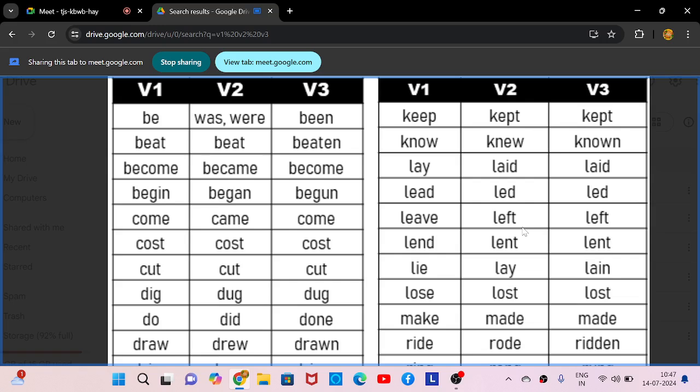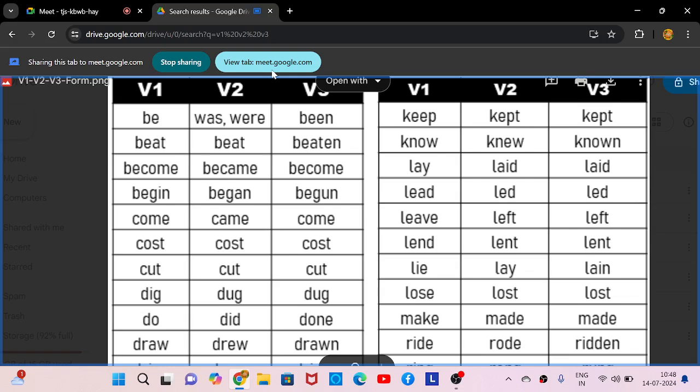So cost is the same. The V1, V2 and V3 are same. Next is cut. Many students write cutted and all. That's wrong. Cut is the correct one. Similarly, put. It's not putted, it's only put. Then similarly, dig, dug. What is meant by dig? Thondrathu, kulikirathu. Yes, that is called digging. For example, we can say that the workers are digging the road or the architects are digging the ground. A lot of examples can be given.